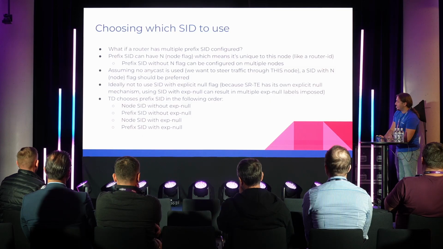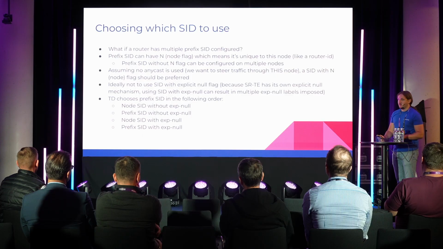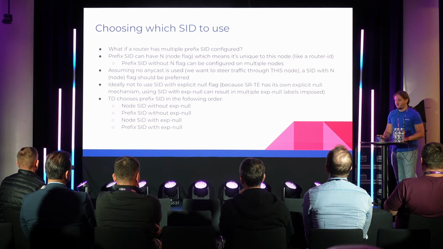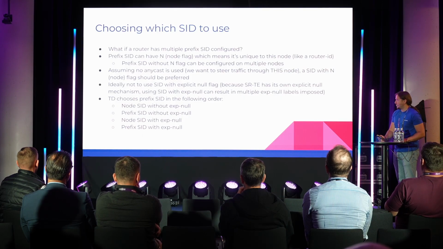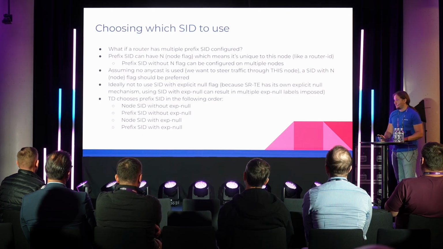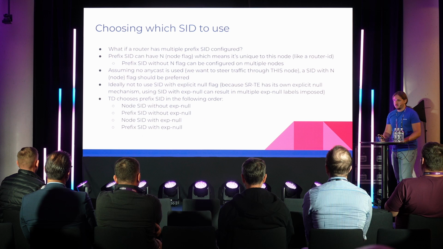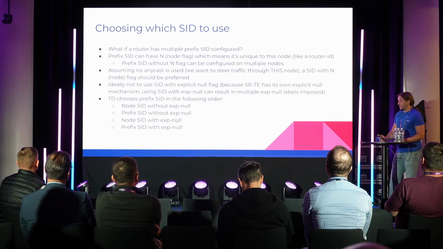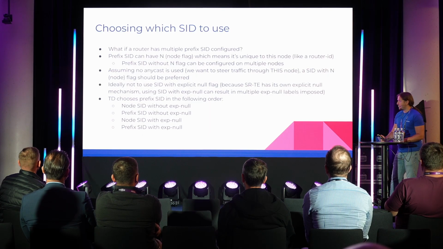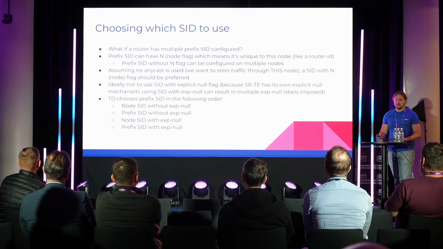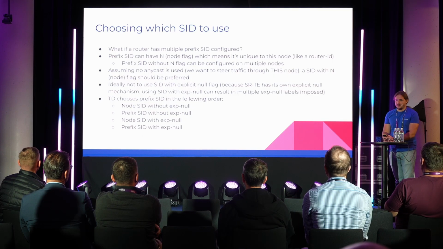And the last point is what if on a router we have multiple prefix SIDs configured? There must be some deterministic way of choosing which SID we are going to use. In my opinion, the logic should be as follows: first we should prefer a prefix SID with the N flag, which is a node SID, that doesn't have explicit null, because explicit null can lead to a lot of strange behavior, because segment routing traffic engineering has its own explicit null mechanism.